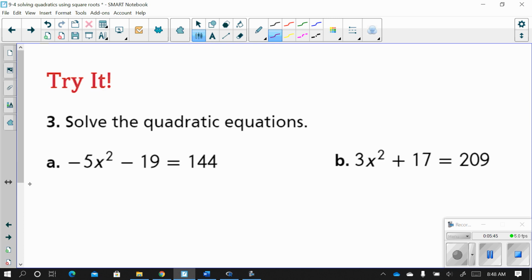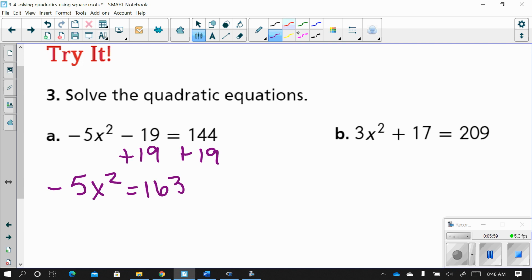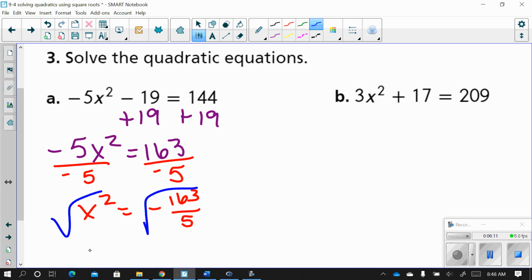Your turn. Pause the video, try letter A. Okay, square root. Uh-oh, there's a negative under my square root. So there is no real solution.